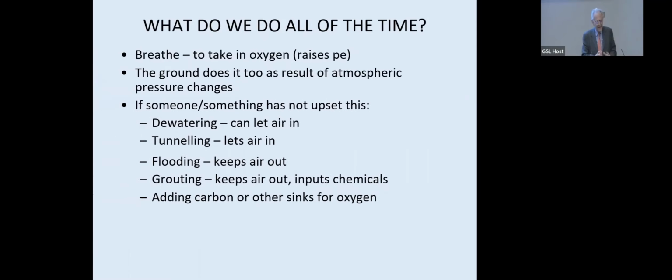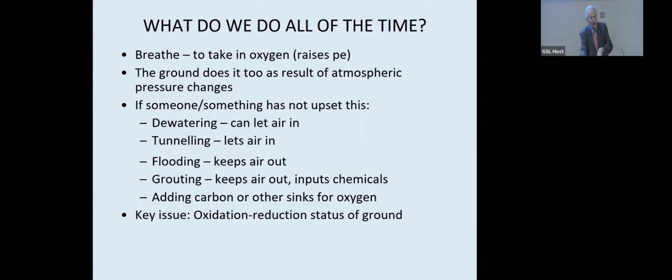And the way we as engineers, civil engineers, geotechnical engineers come in and change things is by dewatering, lower the water table, lets air in. Tunneling, if you're above the water table, you're letting air into the ground because of atmospheric pressure changes. Flooding, keep the air out. We've changed the redox. Grouting, block the ground, also may end up putting a lot of organic chemicals in. If we add carbon, then we change the PE. So as geotechnical engineers, we change the PE of the ground far more often than we change the pH. The only thing that really we do that changes pH is grouting with cement grouts.